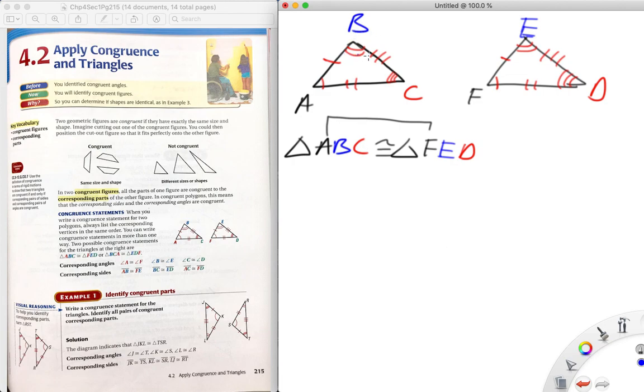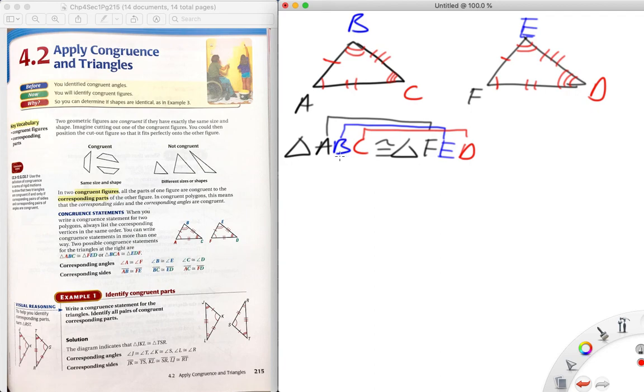B is over here, has two markings. E is over here, has two angle markings, so B correlates to E. And then C has three markings and D has three markings, so C correlates to D. That's how I write them, and I could write them in any iteration thereof.